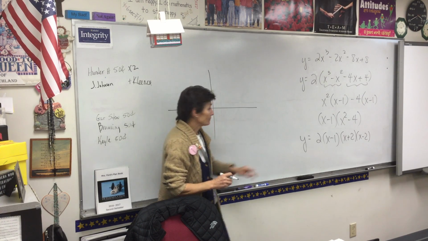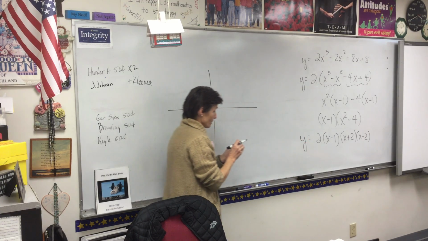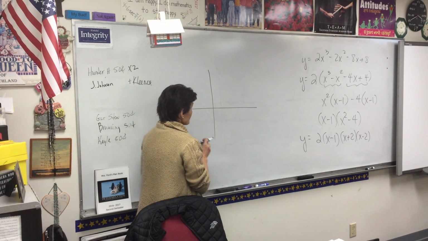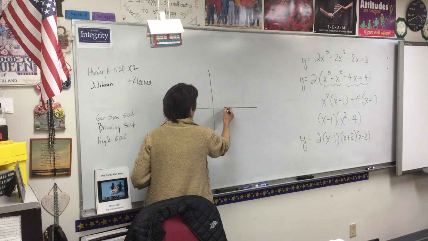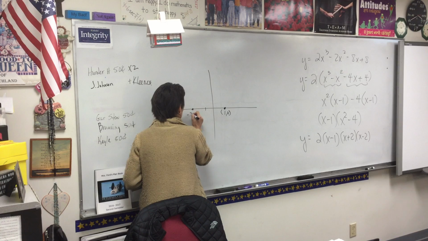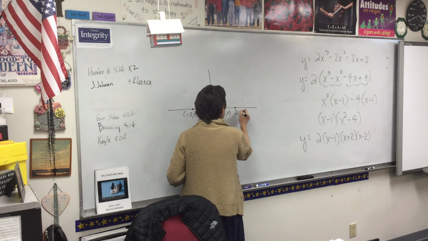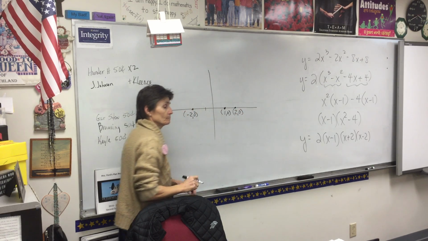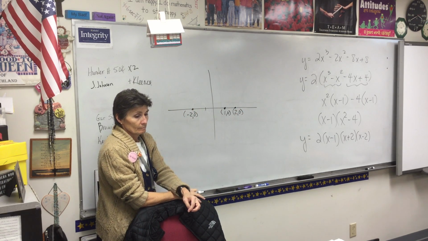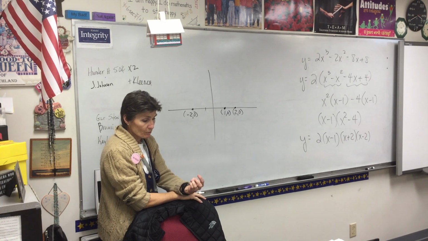So let's graph. Now you've got a factor. So now you should be able to sketch that. Where do my dots go? My x-intercepts? 1, -2, and 2. Sketch it in. Where are you gonna start?